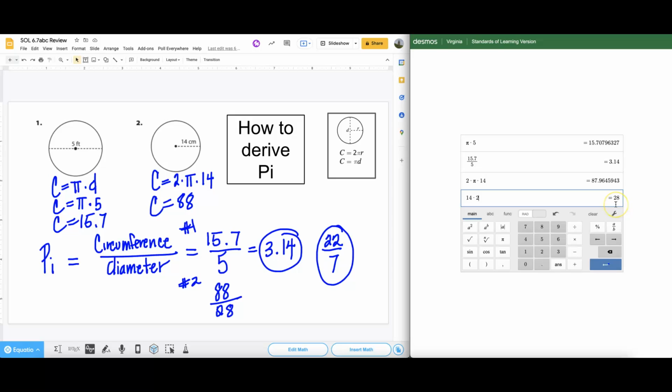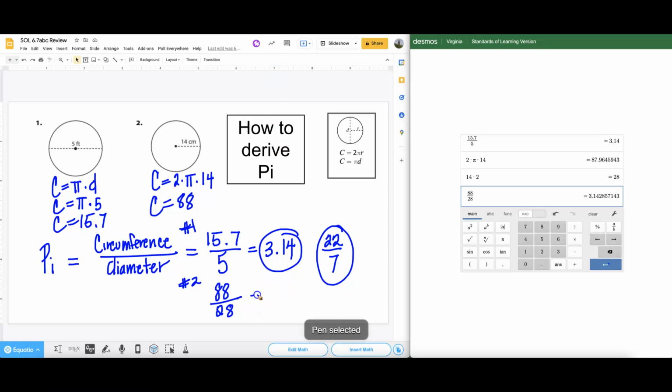You get 28. So now if I check my math and I put in 88 divided by 28, I get 3.1428, but if we round this, we're going to get 3.14 again. So you can see that we get pi. So how do we derive pi? We take the circumference of our circle and we divide it by the diameter. If we don't have the diameter and we have the radius, we have to make sure we multiply that radius by 2 in order to get the diameter.